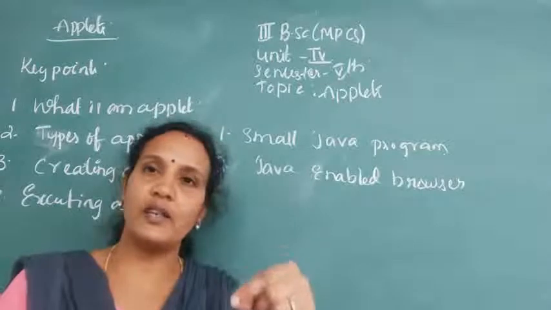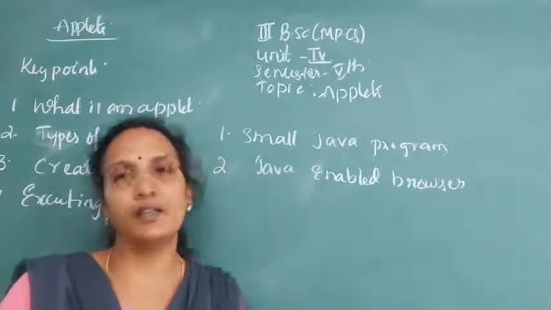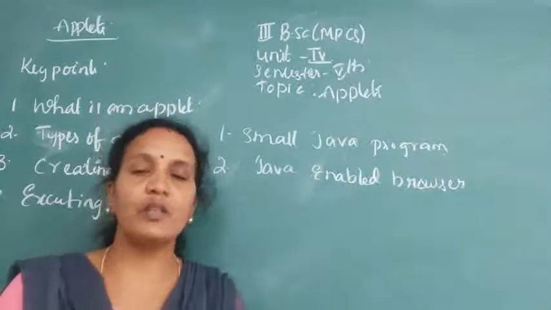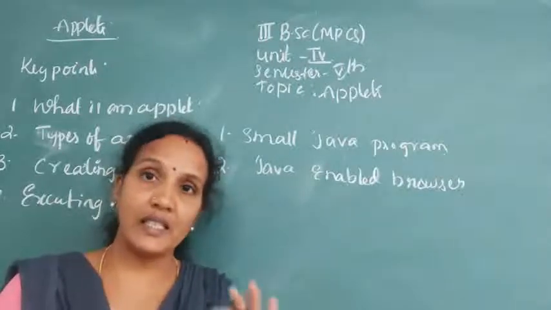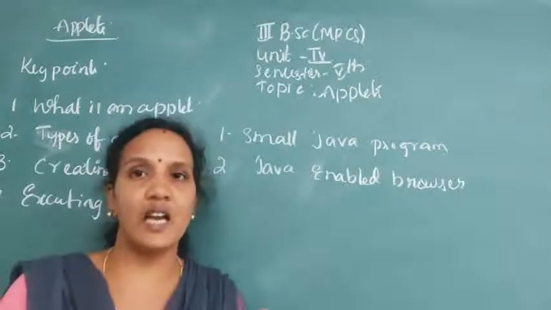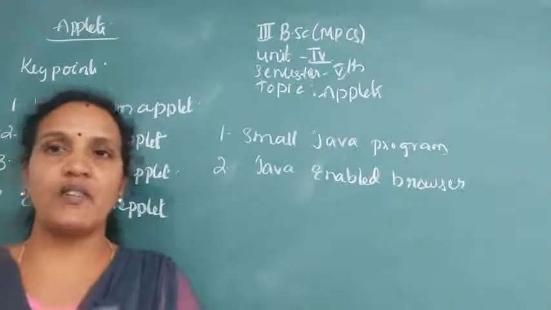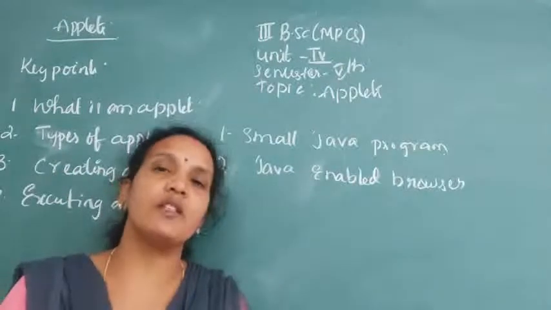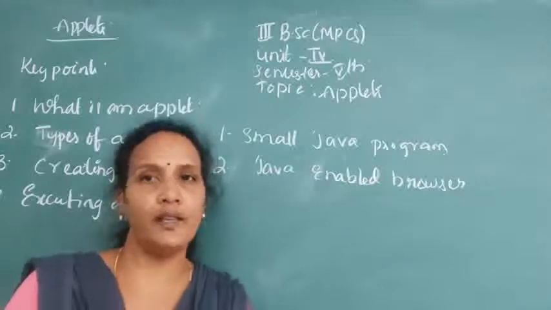So when it is executing on the browser, you can connect that program to the internet network. That is a very important point. An applet is a Java program which is executed by the browser, meaning you are connecting the Java program with the web page. A browser means a web page, so that you can connect your web pages to the internet.